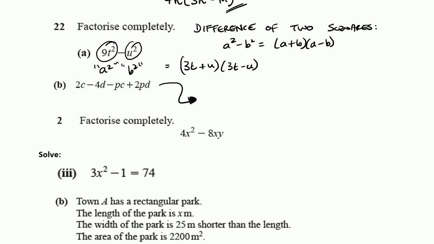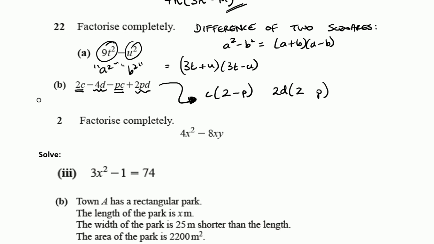However, I can see a 2c and a pc, so I could factorize c out of those two terms, giving me 2 minus p. Looking at the other two terms, I've got a 4d and a 2pd. So there's definitely a 2d that could factorize out there. Now, if I go 2d, out of the 4d term, that would leave me with a 2, and out of the 2pd term, that would leave me with a p.